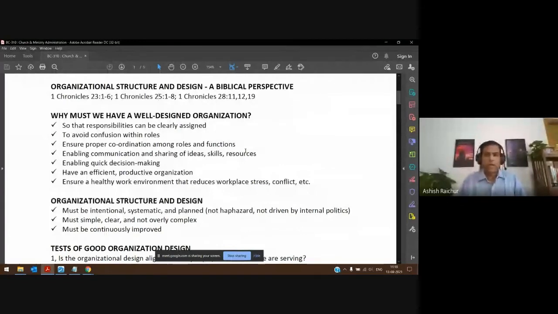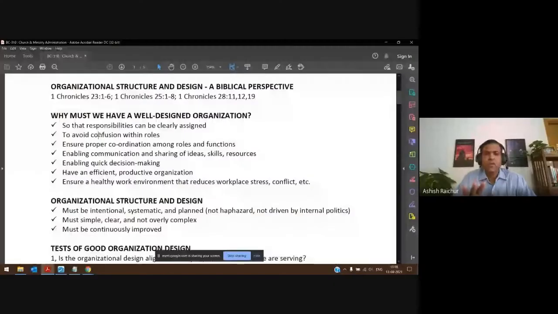Why do you need to have an organization? Here are some reasons. So that responsibility can be clear, so people know who is responsible for what. There's no ambiguity there, and therefore no confusion within roles. Within your role, this is what you do. So we have a well-designed organization. There's good coordination between different roles and functions. People can work like a machine, they can all work together very well. There is good communication, quick communication of ideas, skills, resources. People can communicate and share easily.